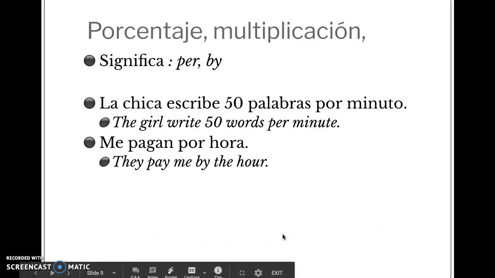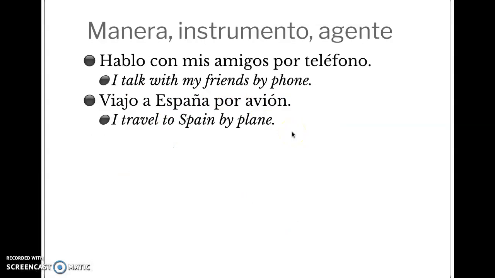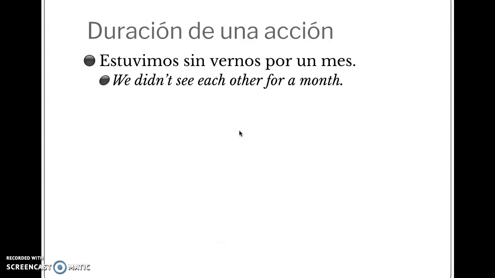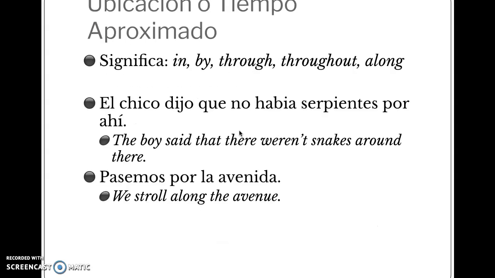Porcentaje, multiplicación. So, por is actually a math word in Spanish as well. Me pagan por hora y la chica escribe 50 palabras por minuto. Manera, instrumento, agente. Hablo con mis amigos por teléfono, by the phone. Viajo a España por avión, by plane. Notan ustedes, por puede significar muchas cosas. ¿Sí? Para, in order to, y for. Por significa by, pueden ser muchas cosas, per, by, ¿dónde está? In, by, through, throughout, along. Entonces, si necesitas otra palabra, por probablemente es tu preposición.